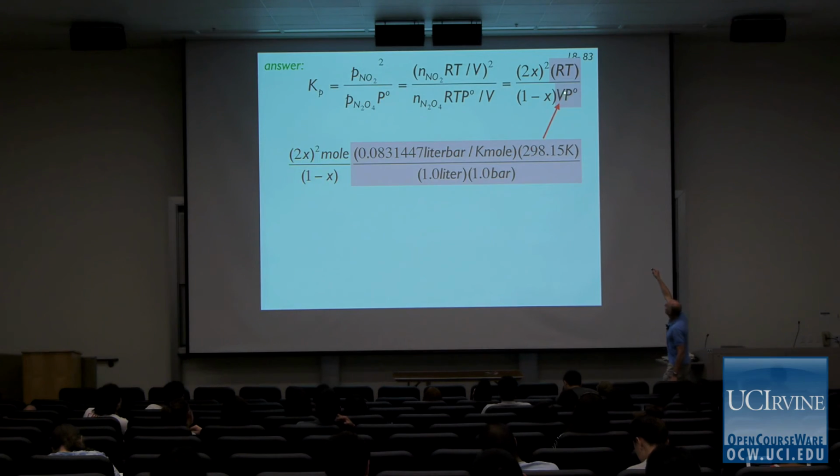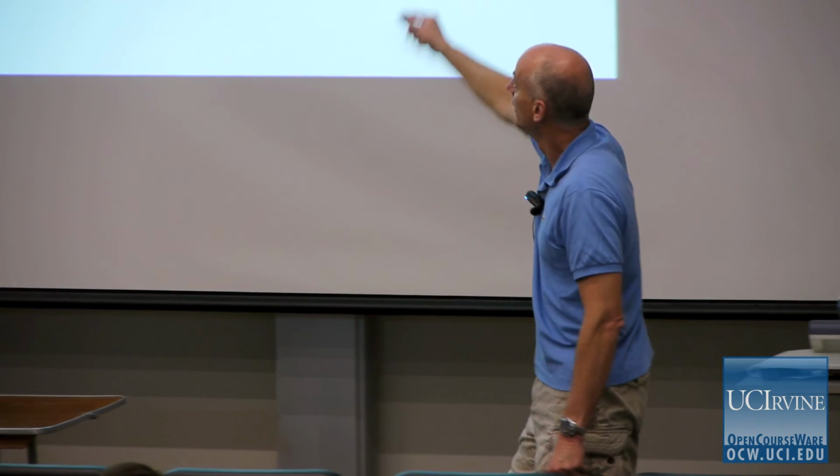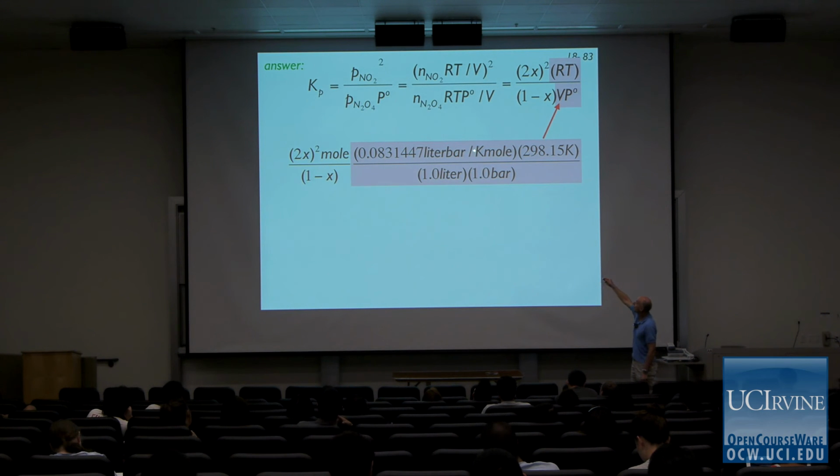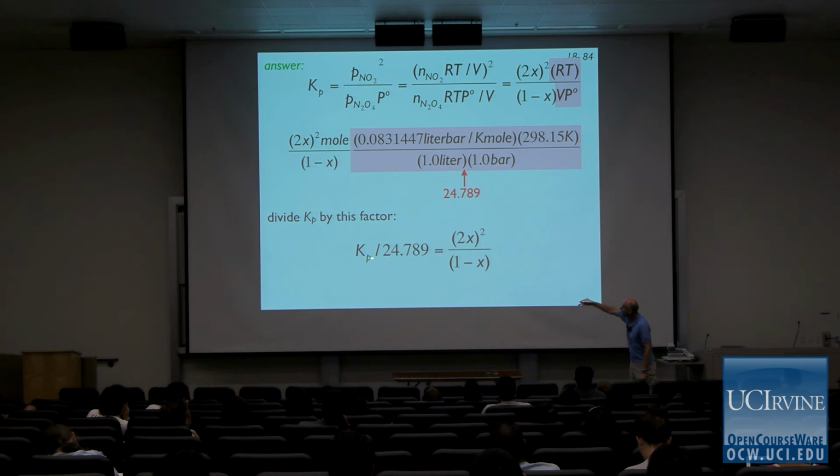Okay, and then now, look at this cluster of variables here. I've got R times T over V multiplied by P0. P0 is 1 bar. V is 1 liter. T is 298.15 Kelvin, and R in units of liter bars per Kelvin per mole, which is not a factor that I can remember. All of these units cancel. But this thing is not equal to 1. It's equal to 24.789. So you've got to divide your equilibrium constant by that factor to get the right answer.